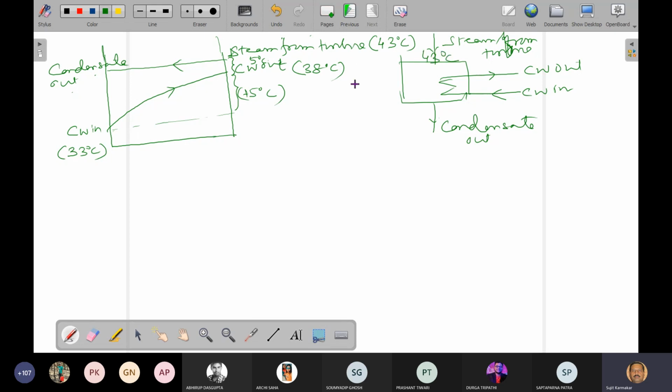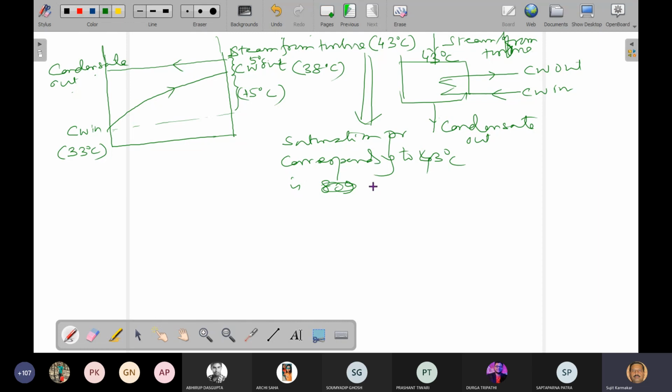So what is the saturation pressure? Saturation pressure corresponding to 43 degrees Celsius temperature is nearly what? 8.9, nearly 8 or 9. Okay, in between 7 to 8. So nearly 8 kilopascal. 8 kilopascal is equivalent to 0.8 bar.